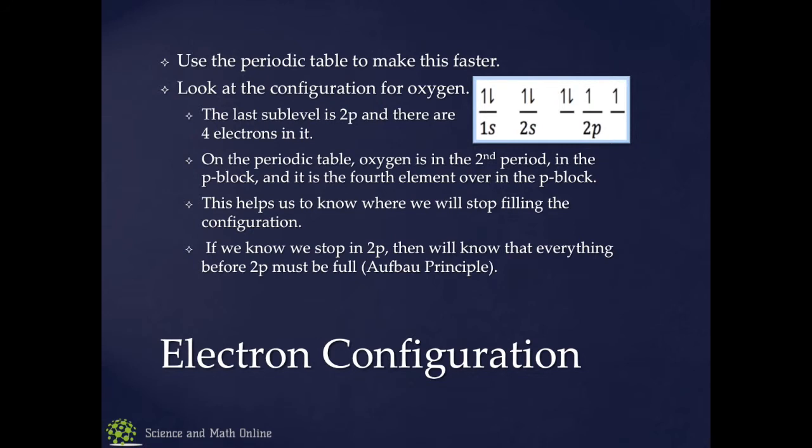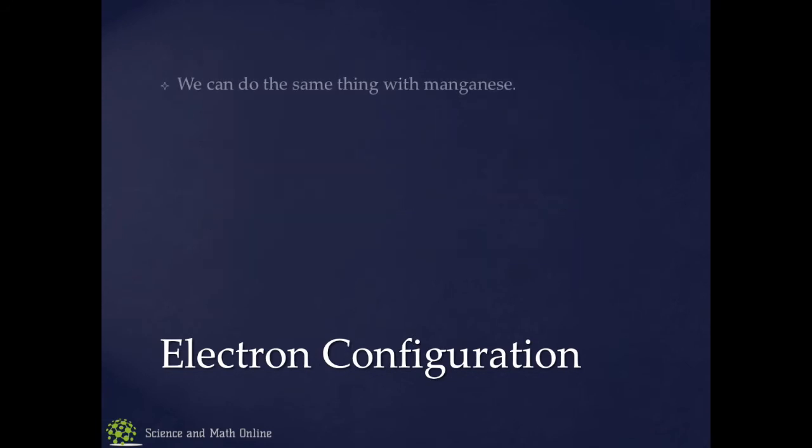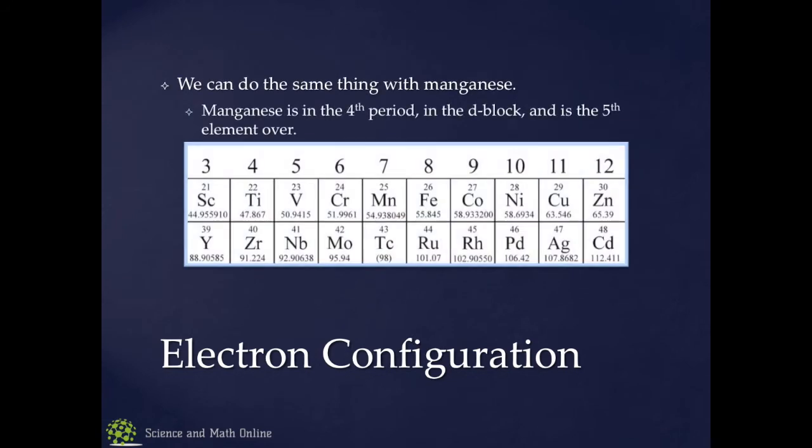Okay? So we can do the same thing with the manganese one that we just looked at. All right? Manganese is in the 4th period. So if we could see over here, this would be the 4th row, or the 4th period on the periodic table. It's in the d block, and it's the 5th one over.